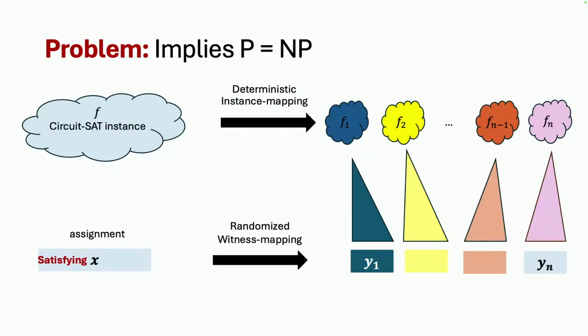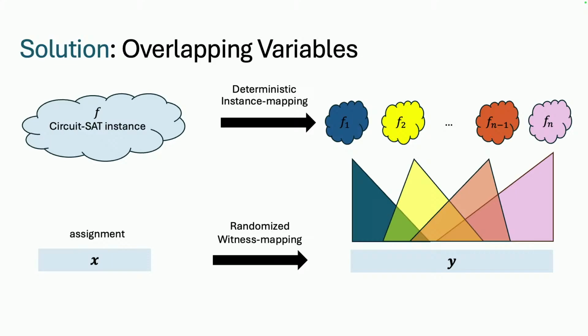So this is impossible to achieve, so we'll have to slightly change the definition. And the way that we're going to change it is to allow these circuit SAT instances to depend on the same set of variables. So I have a global assignment now, and these guys look at different parts of this assignment, and there are some intersections. So these circuit SAT instances are in a sense correlated.